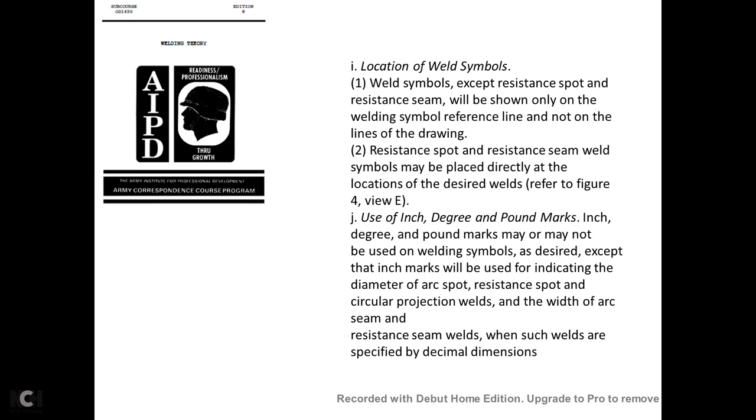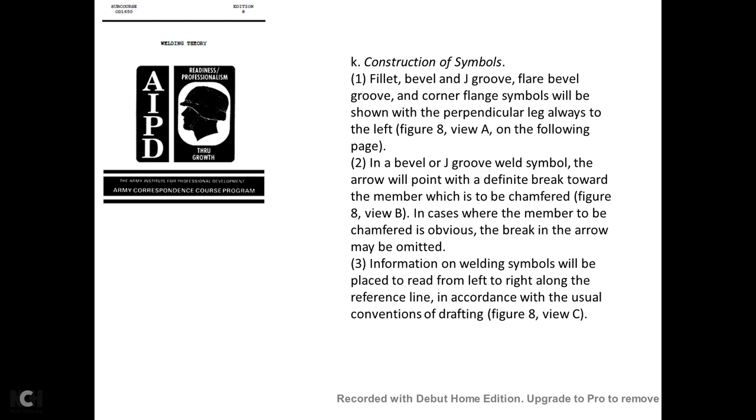Resistance spot and resistance seam weld symbols may be placed directly at the location of the desired weld. Using inch, degree, and pound marks: inch, degree, and pound marks may be omitted on the welding symbols described, except that inches will be used in indicating the diameter of arc spot, resistance spot, and circular projection welds, and the width of arc seam and resistance seam welds when such welds are specified with a decimal dimension.